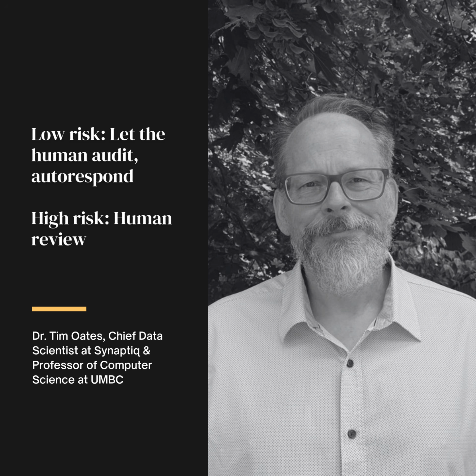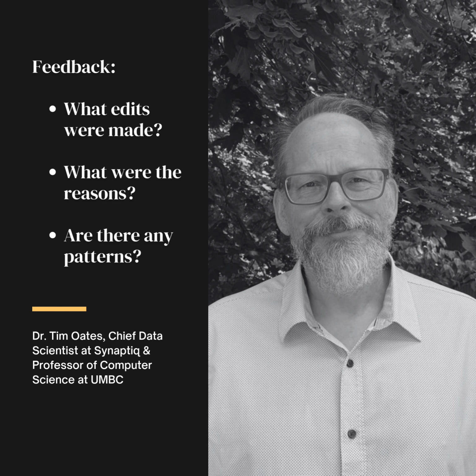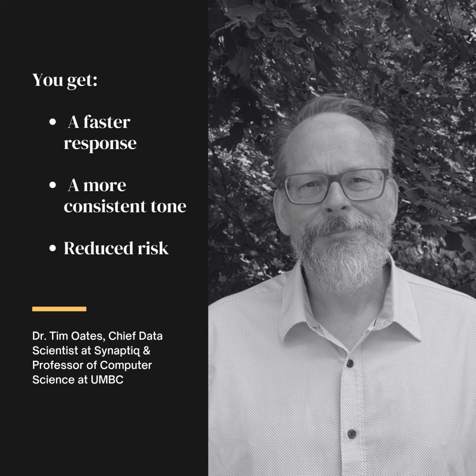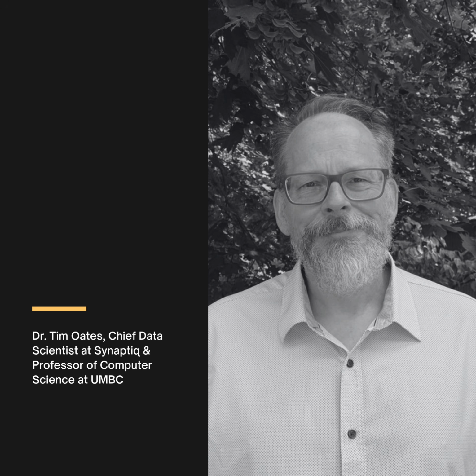Again, routing: if it's low risk, then we can let the human sample from them or just auto respond, and high risk cases are going to be reviewed. And then the feedback is going to be what edits were made, what were the reason codes, and also importantly, are we seeing patterns in that? Or is the AI system always screwing up widget A responses but not widget B responses? And the value that you get is faster responses. You're automating the ones that you can, and you get a nice consistent tone, and the risk is reduced.